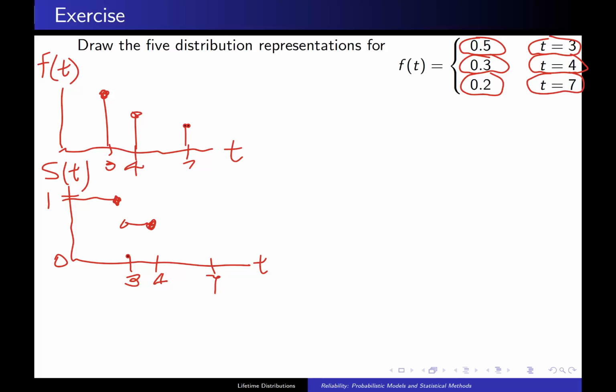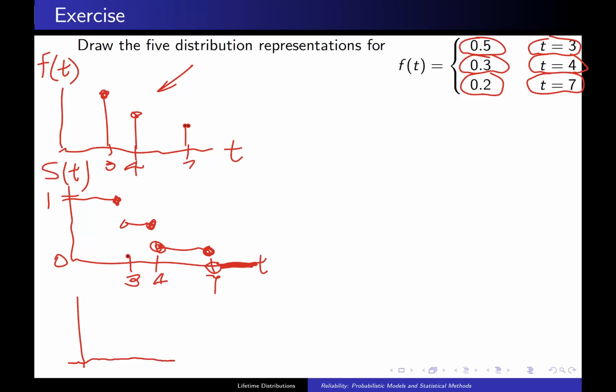And at 4, it drops by another 0.3, and now it's down to 0.2. So this point right here is 0.2. It's not cooperating. Anyhow, there's 0.2. That should be an open circle right there. And then finally it comes to 7, and at 7 it drops down to 0, so we will have an open circle there, and it is at 0 thereafter. So there is the survivor function. It is a downward step function, and the amount of each step downwards is given by the values in the probability mass function.